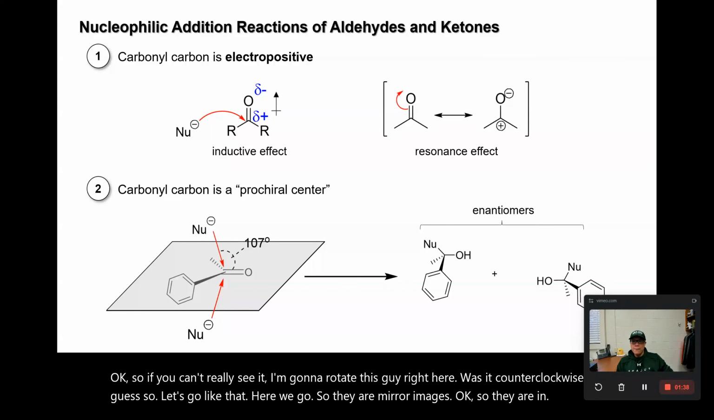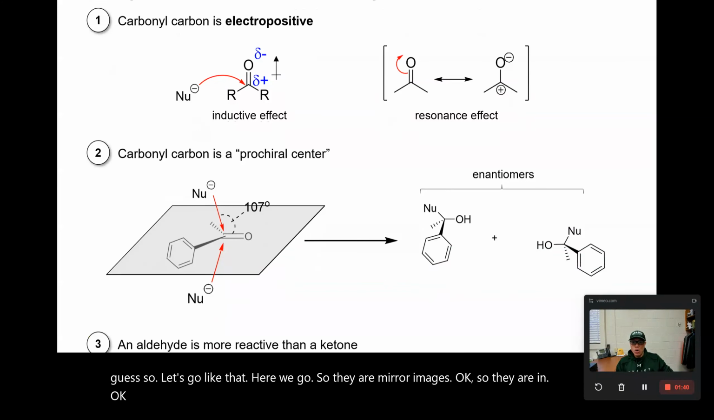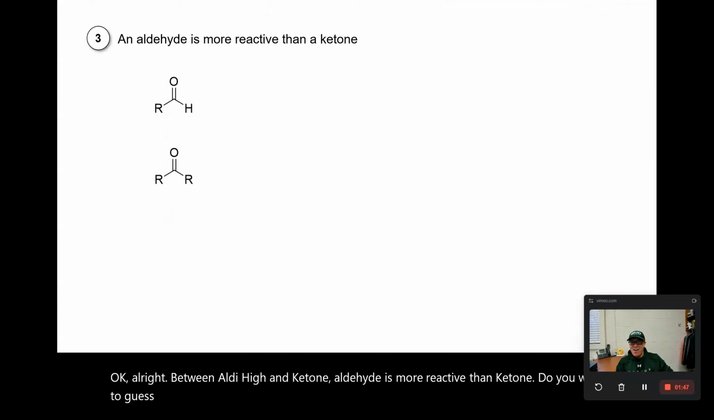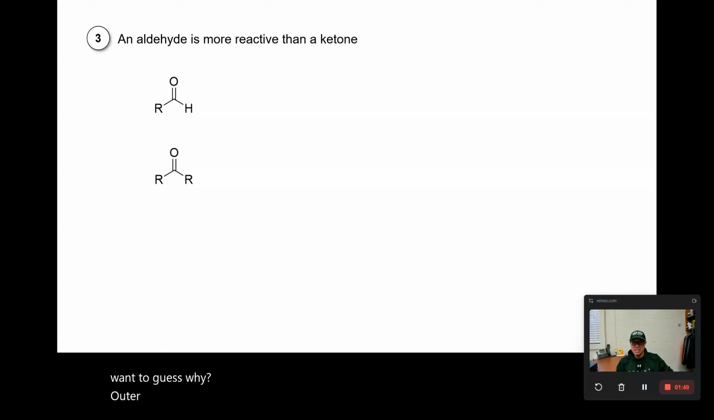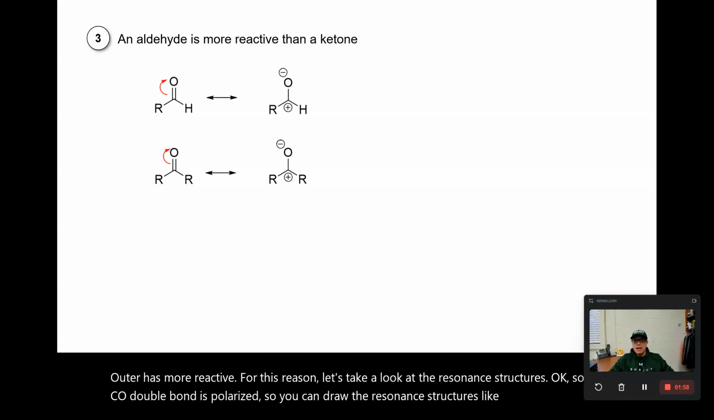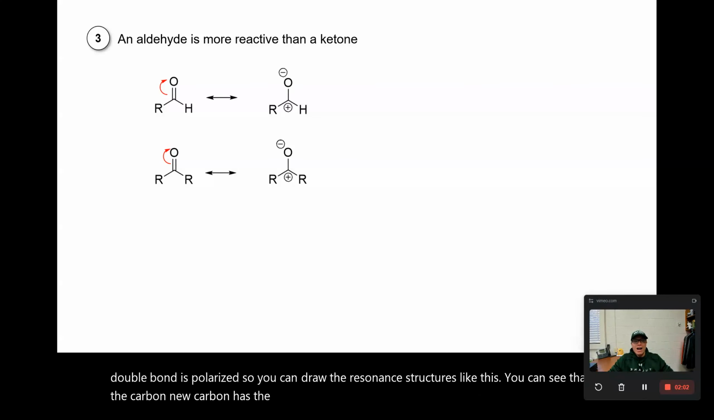Between aldehyde and ketone, aldehyde is more reactive than ketone. Do you want to guess why? Aldehyde is more reactive for this reason. Let's take a look at the resonance structures. The C=O double bond is polarized, so you can draw the resonance structures like this. You can see that the carbonyl carbon has carbocation character.